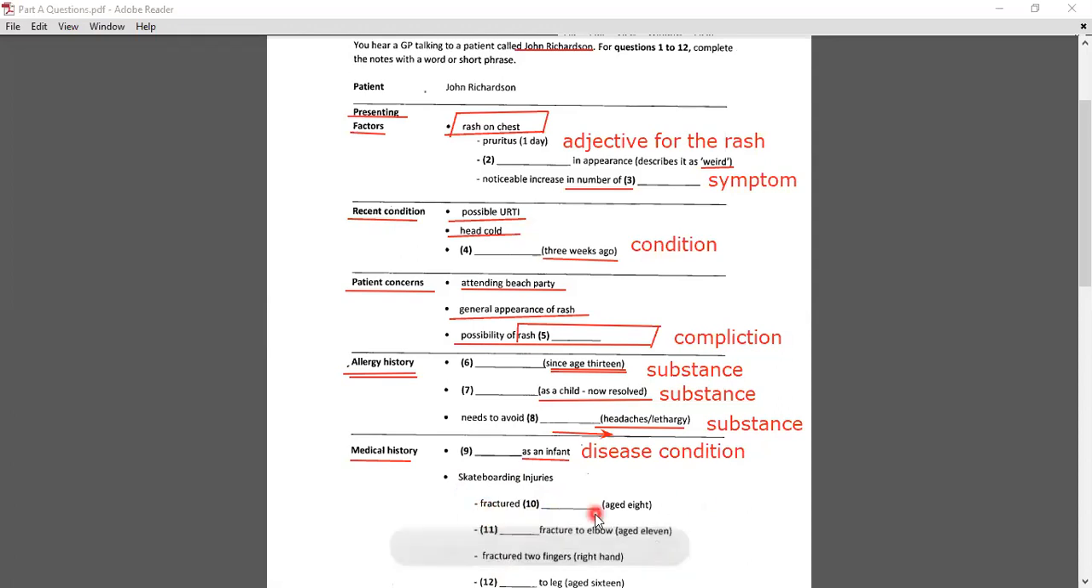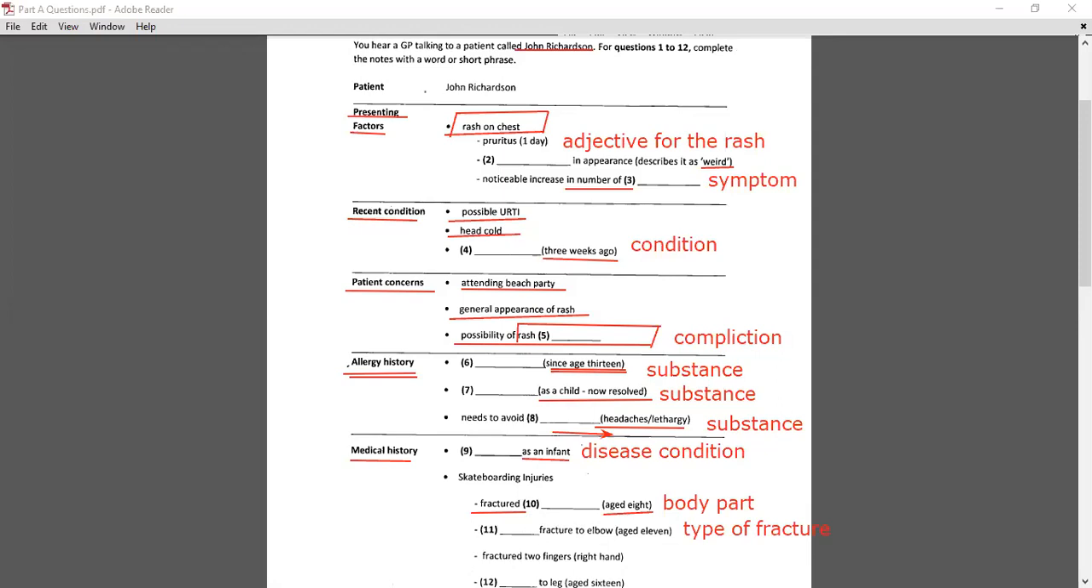Then it says fractured blank aged 8. So aged 8 is my keyword here. What type of word am I looking for? Fractured something. That means this has to be a body organ that they fractured or a bone that they fractured. Then blank fracture to elbow. So now body organ is given, but blank fracture. So here I'm looking for type of fracture, and I also start thinking about different types of fractures. As a nurse, I'm familiar with the types of fractures, so I start thinking about it. Then fractured 2 fingers, this bullet point is not being assessed. So you don't need to write this 2 fingers here because elbow is given already.